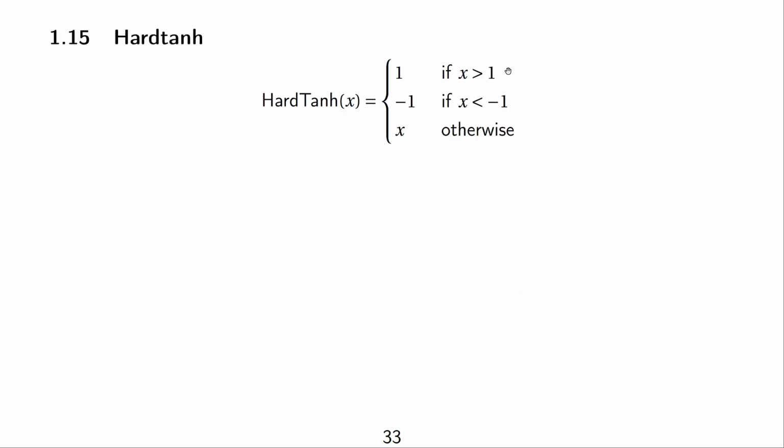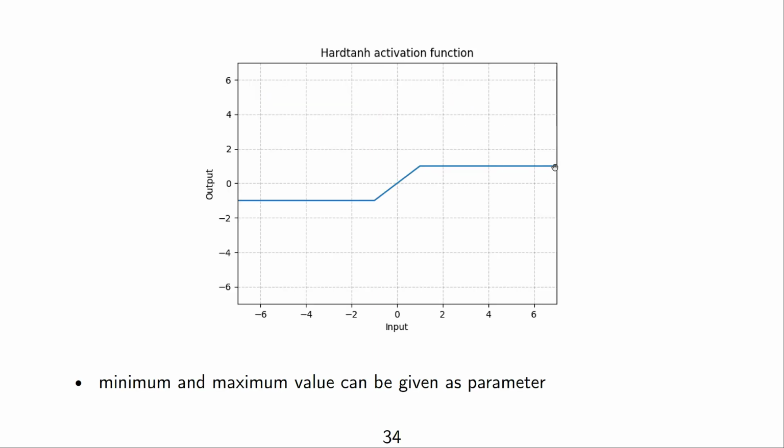Hardtanh: 1 if x is greater than 1, minus 1 if x is smaller than minus 1, and x otherwise. So it's linear around the origin and clamped to 1 or minus 1 otherwise. All right, very simple, straightforward. Then here it's linear, and then here again, constant value.